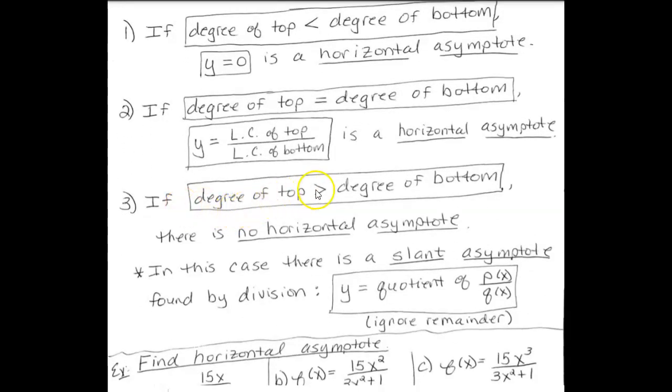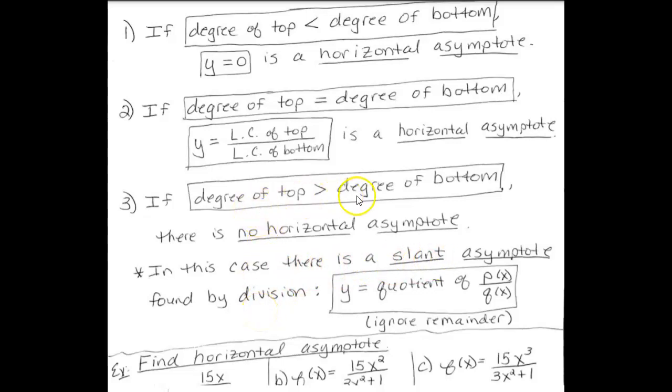If the degree of the top is greater than the degree of the bottom, there is no horizontal asymptote. So when they're just asking you to identify the horizontal asymptotes, if that's the case, you're just going to say there is none. However, if you're graphing a problem where this happens, there is a different kind of asymptote, and we call it a slant asymptote, and you find it by division.